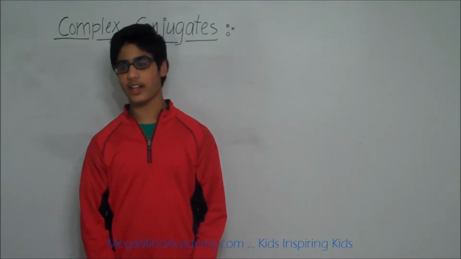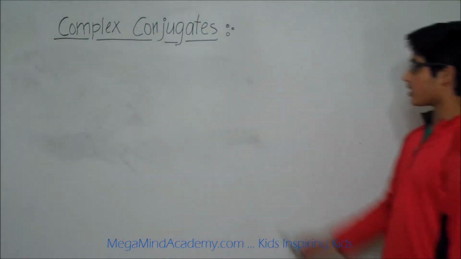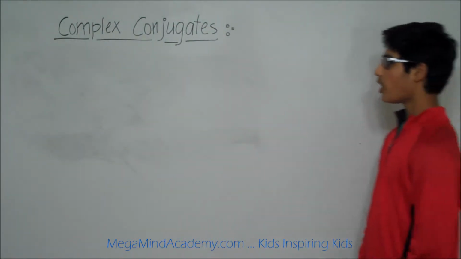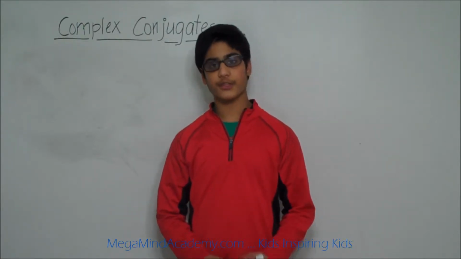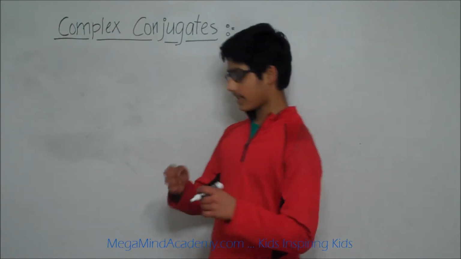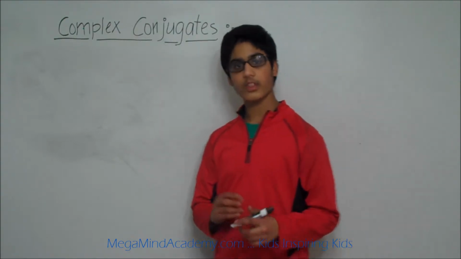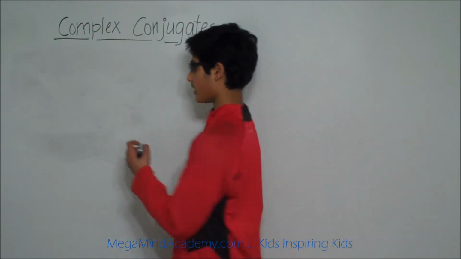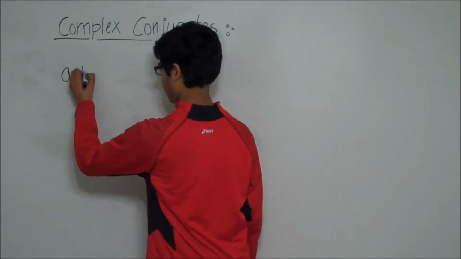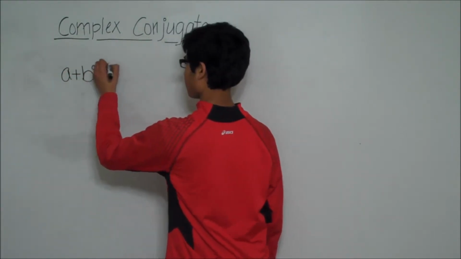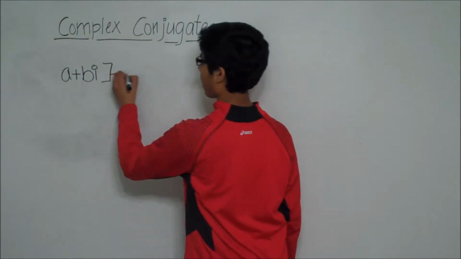Today we're going to learn about complex conjugates. Before we learn what a complex conjugate is, let's first recap what a complex number is. A complex number is a number that can be written in the form a plus bi. So this is a complex number.